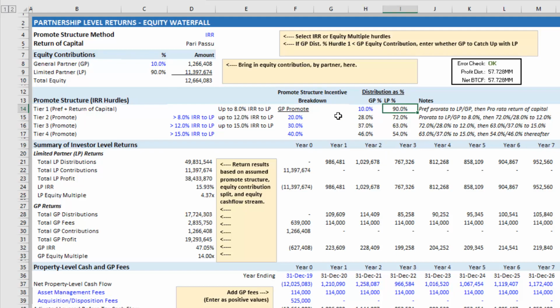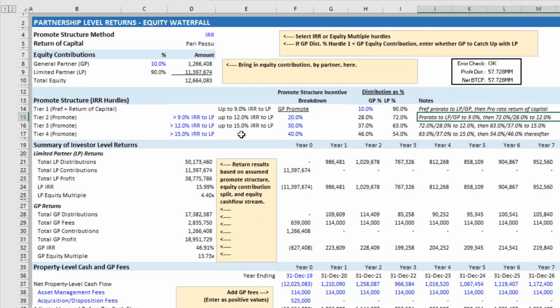Now, what is the hurdle rate, the preferred return of that first tier? Well, that's entered here. So for instance, we have 8%, let's change this to 9%. And what you'll see is it reads tier one up to a 9% IRR, distributed 10% to the GP, 90% to the LP. And then there's some notes out here to the right that communicate what the model is doing.